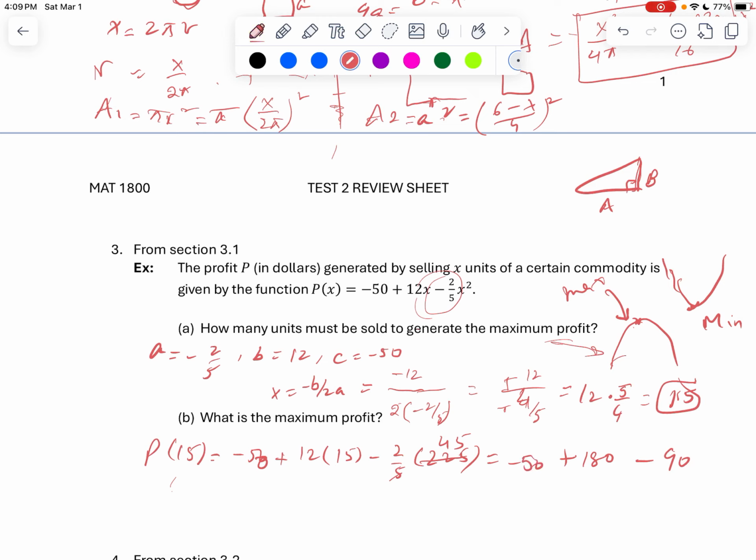So 50 and 90. We now say that the maximum profit is... So in word problems, try to give the final answer as a statement. The max profit is equal to $40. And also do not forget the units.